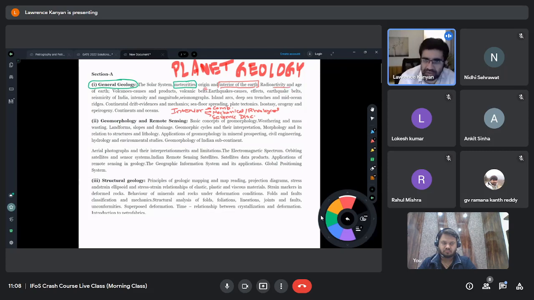Okay, radioactivity and age of Earth, this is also asked. Volcanoes are also usually asked in the exams. They will not ask both volcanoes and earthquakes. One question will come from this part, and one question will come from that part.